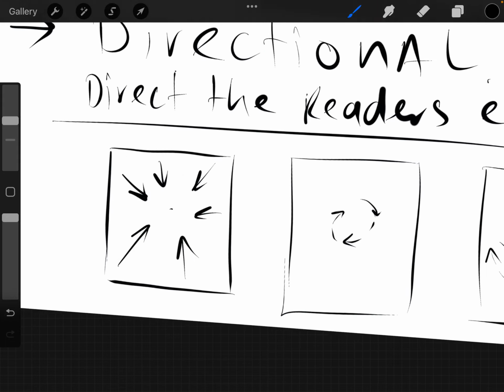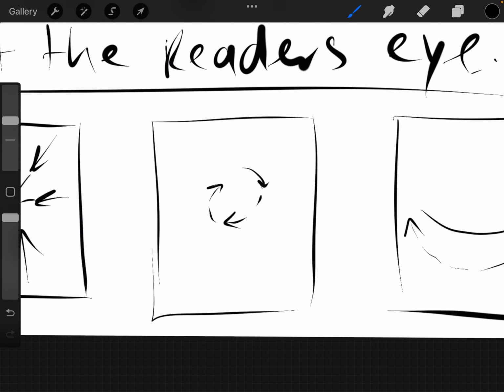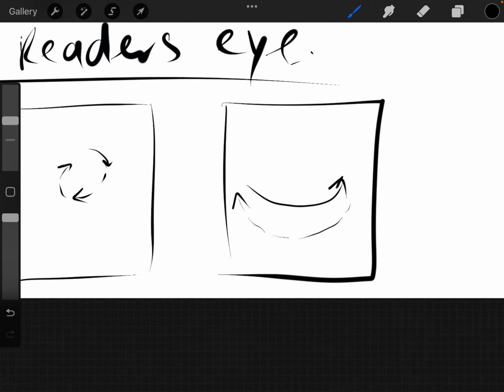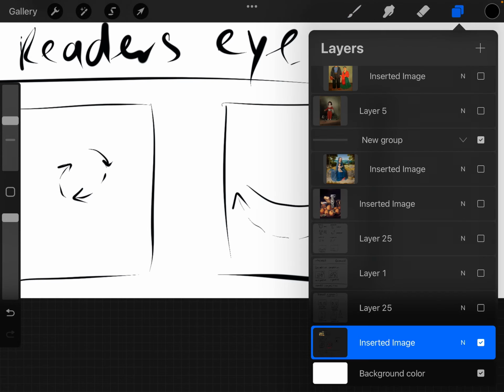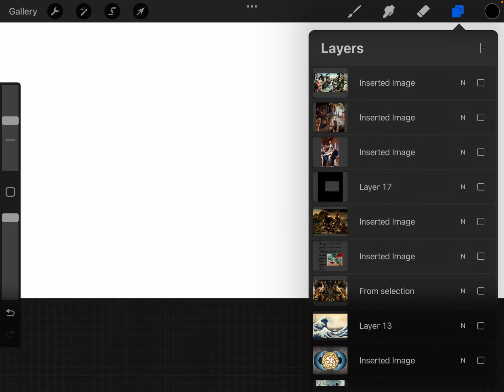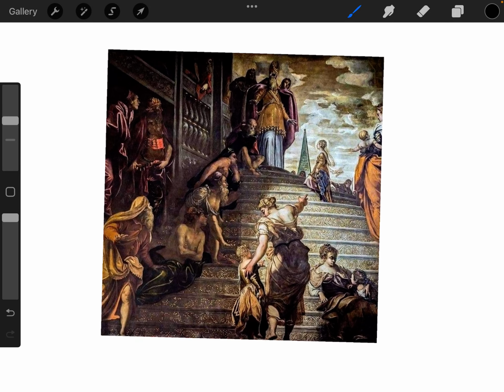A directional composition works as follows. It can be that everything lines up to show you something specific, or it can be that your attention is being twirled in a little circle, or it is that things line up. I have examples of all of those. I'll show you right now. Look, directional compositions. First one, this one.